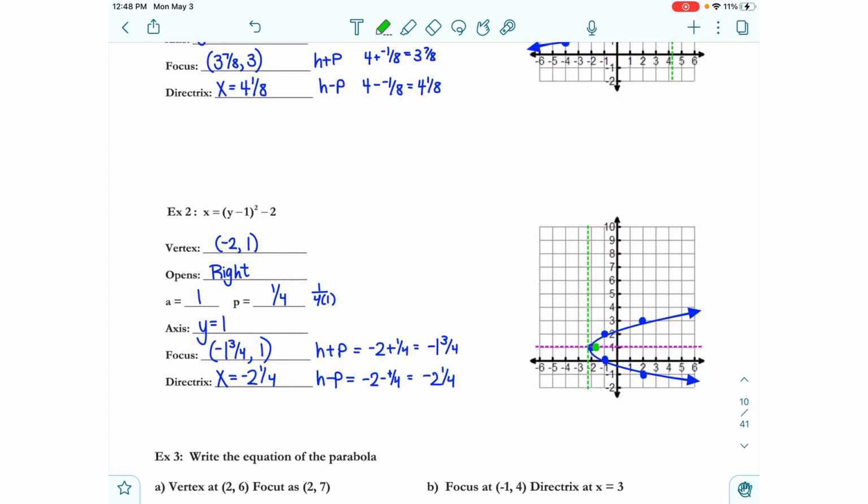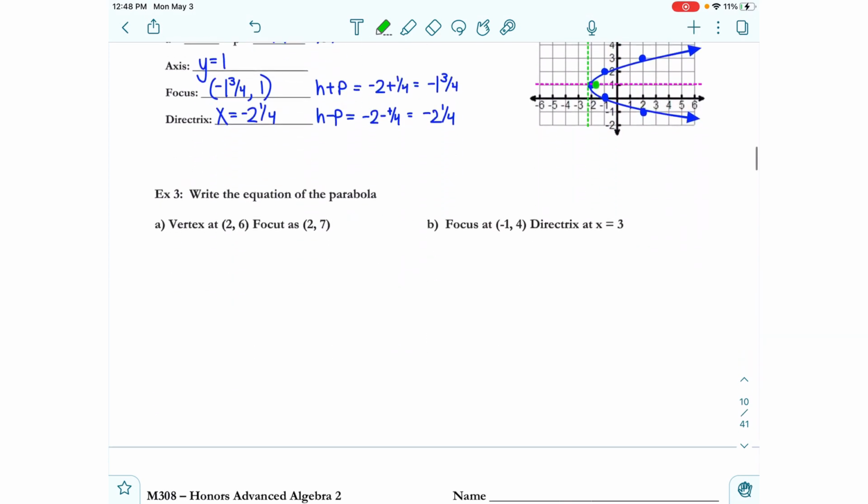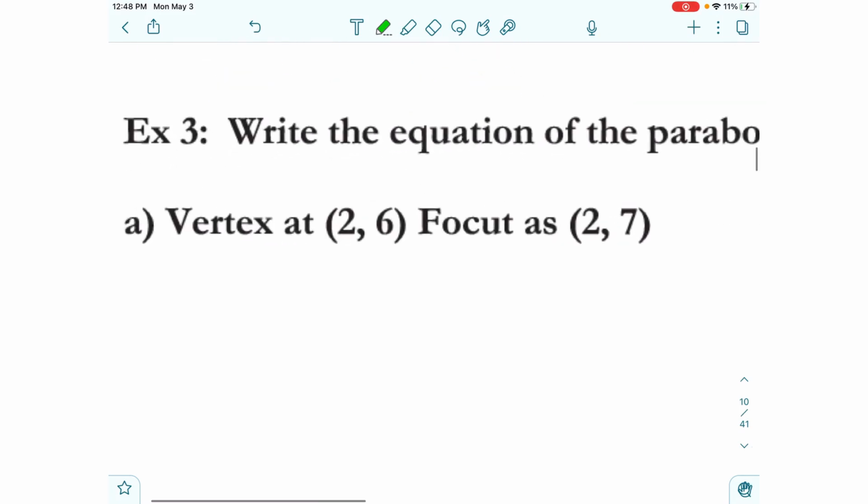All right, so next we are going to talk about 2 more writing equation problems, and it becomes a little bit more challenging because we're going to have to decide if this is going to be a vertical parabola or a horizontal parabola. So, that should say focus.